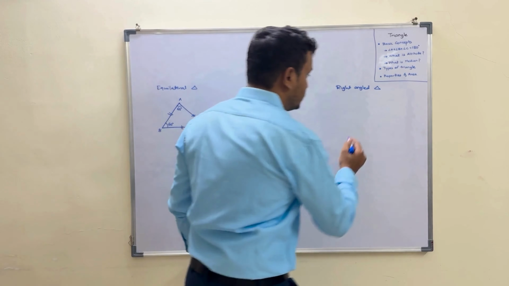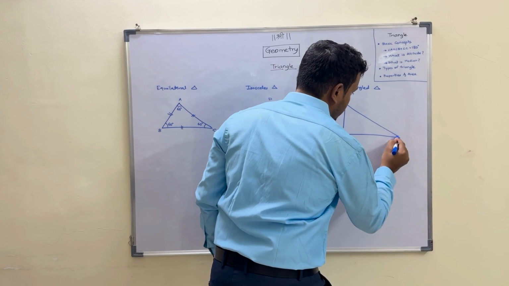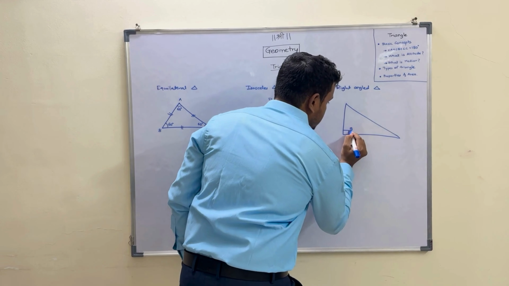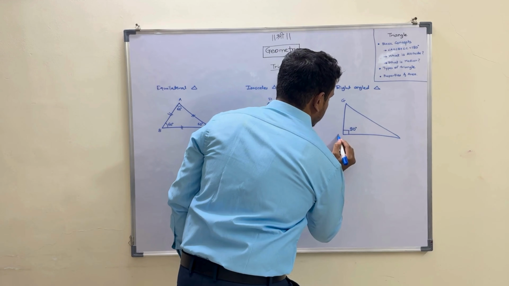In a right angle triangle, if one of the angles of the triangle is 90 degrees, I call that a right angle triangle. So this is the 90 degrees angle. I'll just name that GHI.